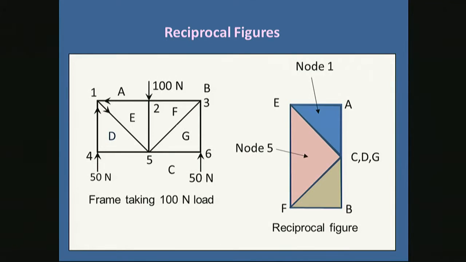Here is a very simple frame taking a load of 100 newtons in the center, and its support reactions of 50 newtons and 50 newtons here. Now, what we want to do is to find the internal forces in the members. And if we take node one here, I've marked on the directions of the forces at that member, and if you take these forces, you can draw a polygon, in this case, a triangle. You draw a triangle of forces will represent the equilibrium.